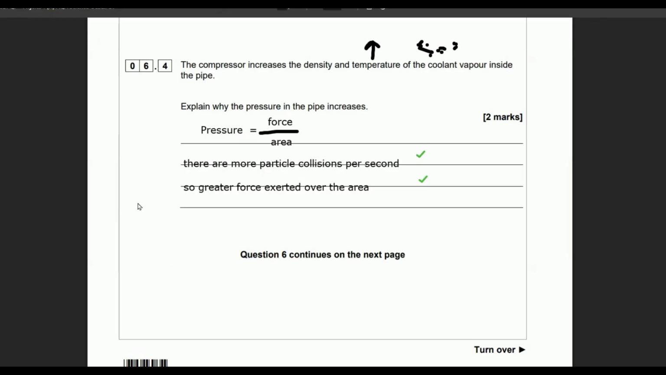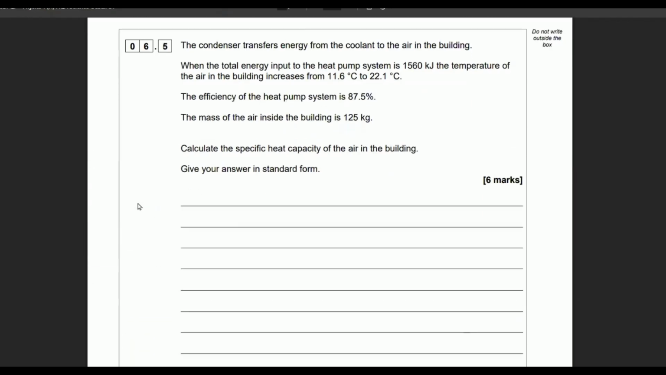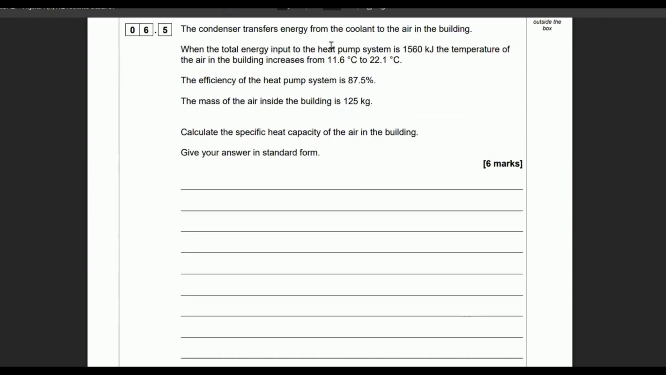How many more questions? Is that it, or is there any more? There's another one. 6.5. The condenser transfers energy from the coolant to the air in the building. When the total energy input to the heat pump system is 1,560 kilojoules, the temperature of the air in the building increases from 11.6 to 22.1 degrees.